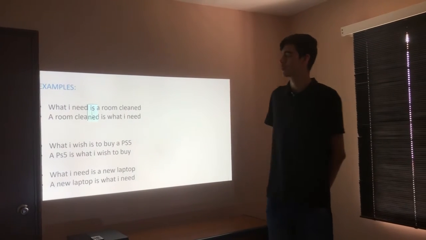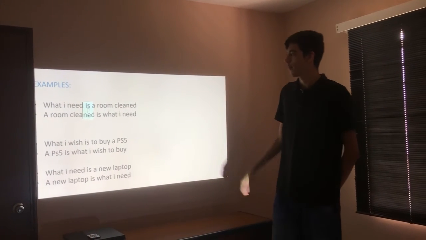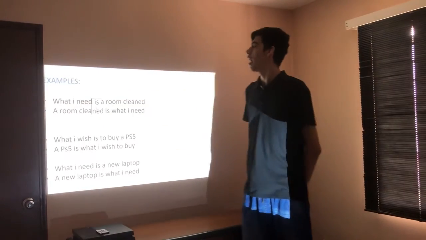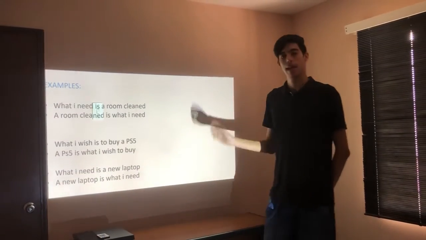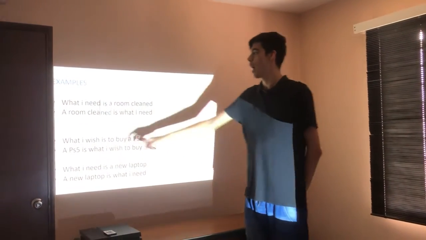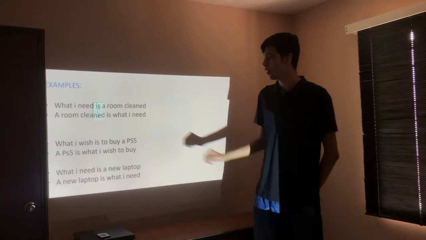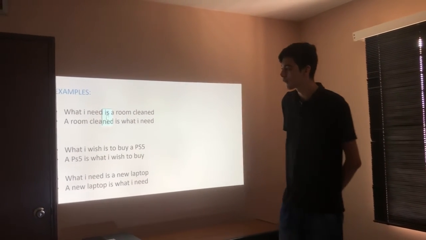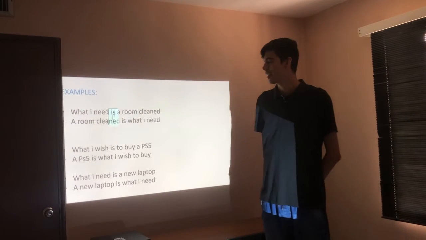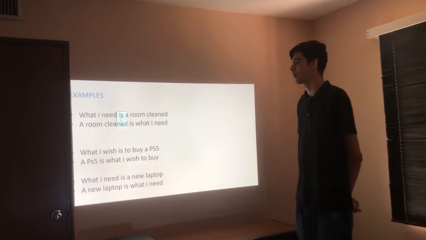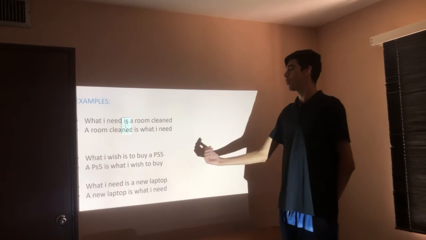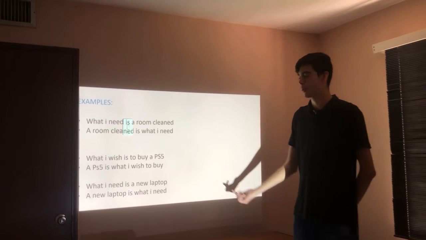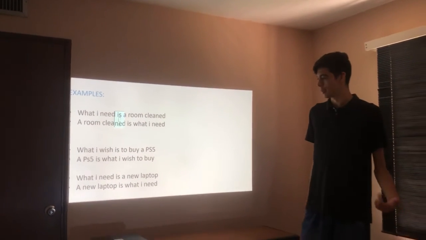So, the examples of the WH sentences. As you can see, at the beginning we have the WH: what I need is a clean room. And then we change the sentence to: a clean room is what I need. Here, the what is at the end of the sentence. Another sentence is: what I wish is to buy a PS5. A PS5 is what I wish to buy. And then we have: what I need is a new laptop. A new laptop is what I need.